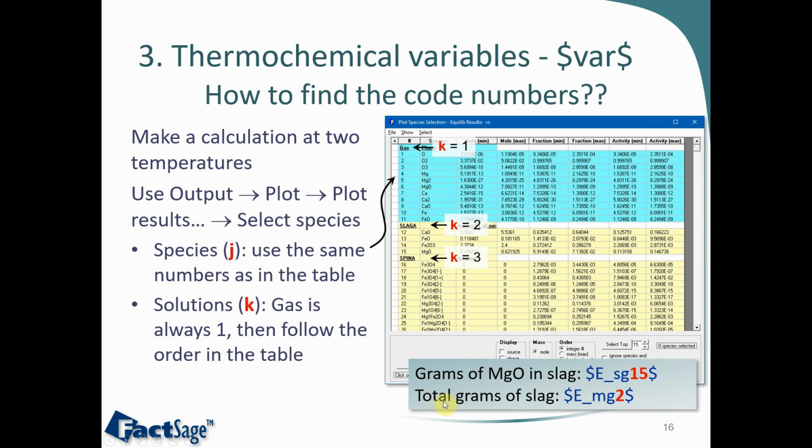And then, for example, if we want to know the total mass of slag A, in this case, then we use this thermochemical variable. So $uppercase E for equilibrium value, underscore, small m for mixture, small g for mass, so the mass of mixture, and then we need to find the code number for the slag, which is: gas was 1, slag was 2. So the slag is number 2, so we place the 2 here.